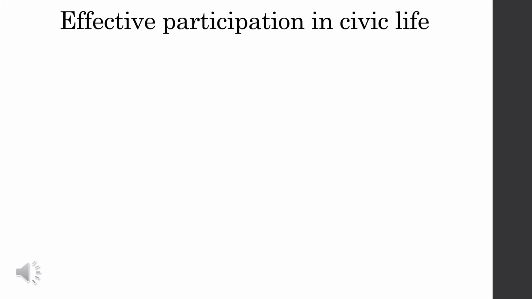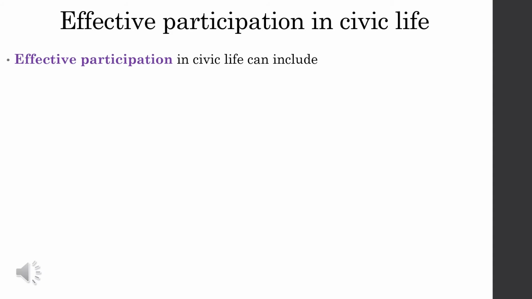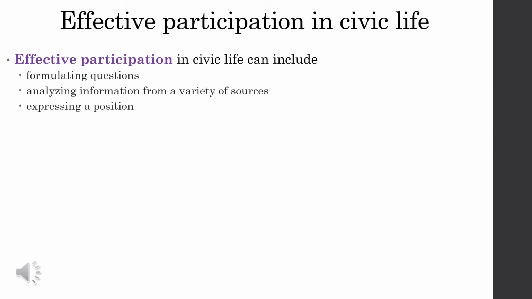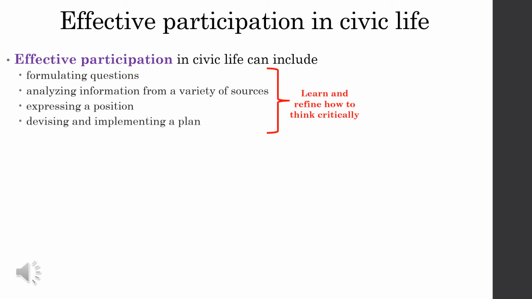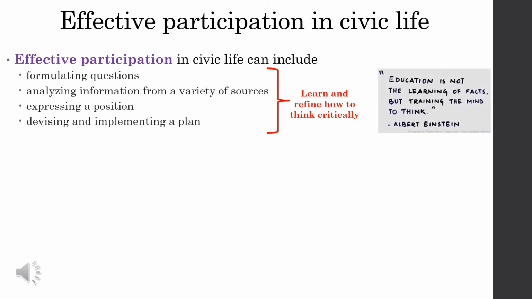Not only must we demonstrate personal traits of a good citizen, but we must also effectively participate in civic life. And effective participation in civic life can include formulating questions, analyzing information from a variety of sources, expressing a position, and devising and implementing a plan. In other words, we all need to learn and refine how to think critically. What does that mean? Let's ask, I don't know, Albert Einstein, who said, "Education is not the learning of facts, but training the mind to think."